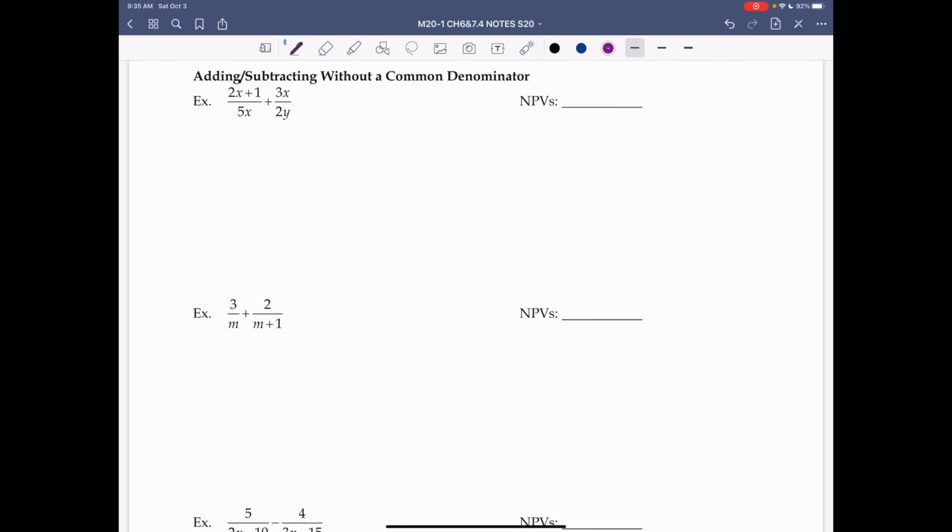Adding and subtracting without a common denominator. Step 1, factor if possible. There's nothing to factor here. Step 2, our lowest common denominator. We have 5x and 2y, so we need both of those: 5x times 2y for our lowest common denominator. Step 3, do our NPVs for 5x times 2y. When is this equal to 0? When x equals 0 or when y equals 0.